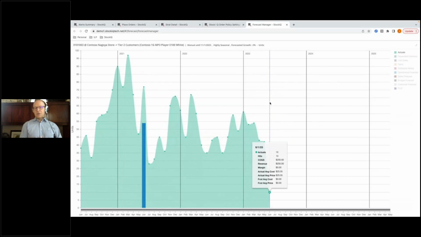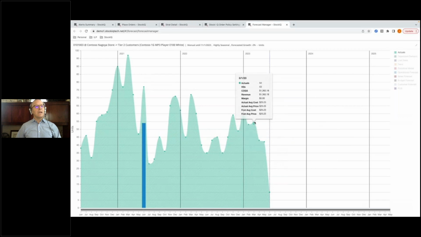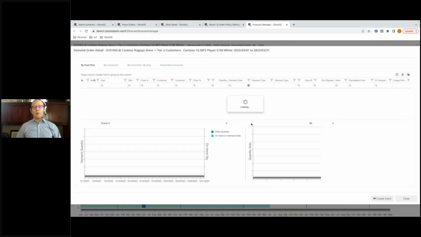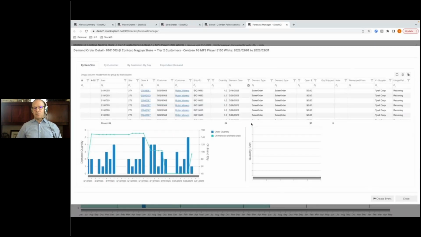Everything to the left is history. Everything to the right is a forward-looking forecast. I have 3 years of history and I have 2 years that I'm going to project out. What we're looking at is each month and/or week, depending on whether you're in a weekly or a monthly forecast, we're going to go out and evaluate all of the sales orders that occurred for this particular item. We're going to look at who's purchasing them.